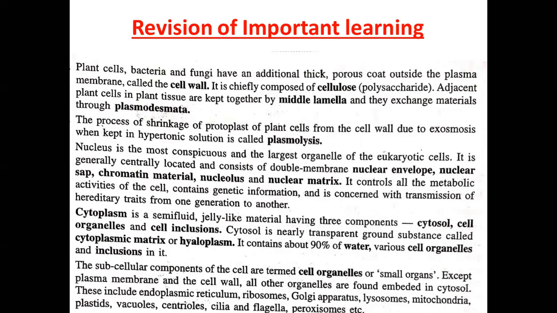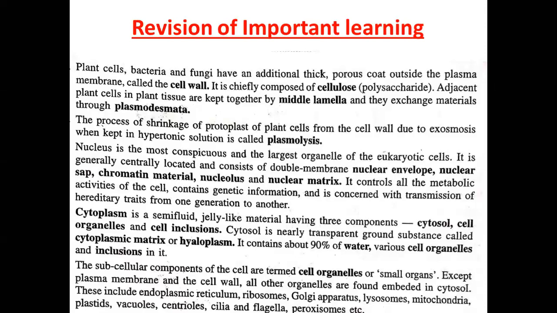The process of shrinkage of protoplast of plant cells from the cell wall due to exosmosis when kept in hypertonic solution is called plasmolysis. Nucleus is the most conspicuous and largest organelle of the eukaryotic cells. It is generally centrally located and consists of double membrane nuclear envelope, nuclear sap, chromatin material, nucleolus, and nuclear matrix. It controls all the metabolic activities of the cell, contains genetic information, and is concerned with transmission of hereditary traits from one generation to another.